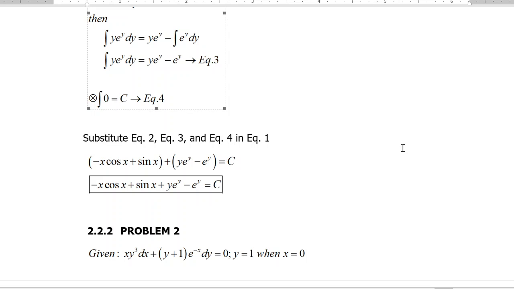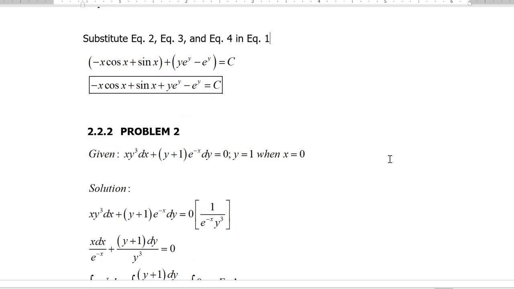So, problem number 2 or example number 2. Given xy cubed dx plus the quantity y plus 1, multiplied by e raised to negative x dy is equal to 0, with given conditions or boundary conditions, y is equal to 1 when x is equal to 0. So, when there is a given like that, we know that what we will get is an equation, a solution which is particular.